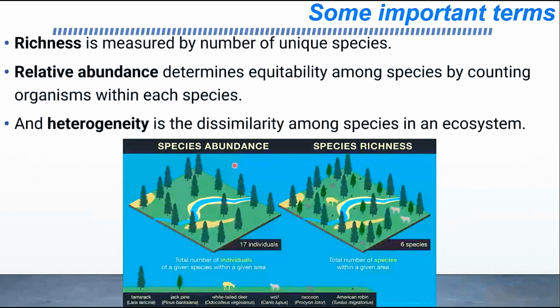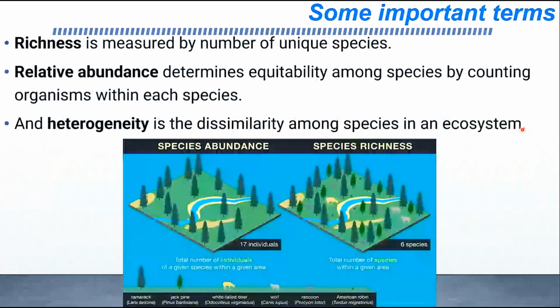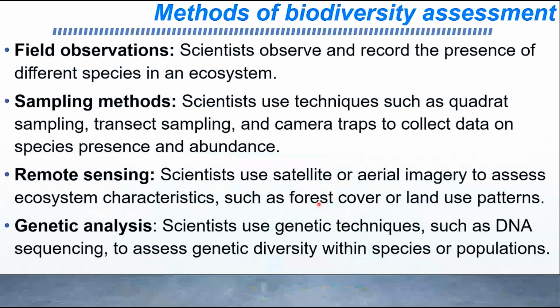So what do we do in species abundance? We try to understand the number of individuals of species 1, species 2, and likewise we move to species number 6, right? When we do that, we are calculating the abundance. We are trying to understand the equitability, or the evenness of the biodiversity, right? So species abundance and species richness. And what do you mean by heterogeneity? It means dissimilarity among the species in an ecosystem, right?